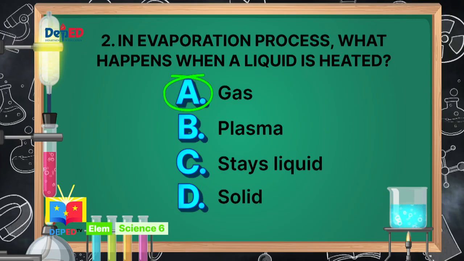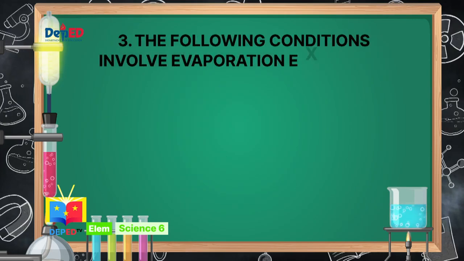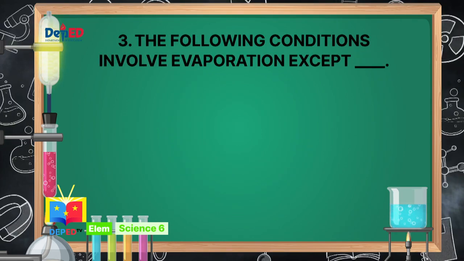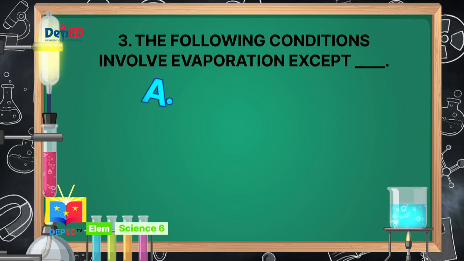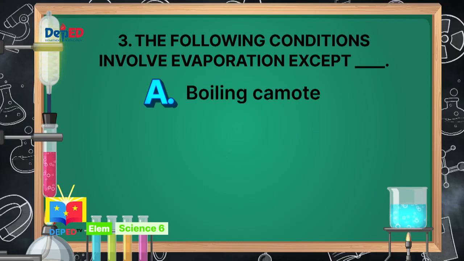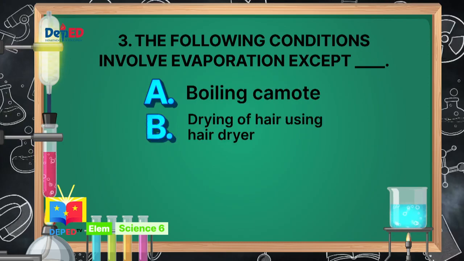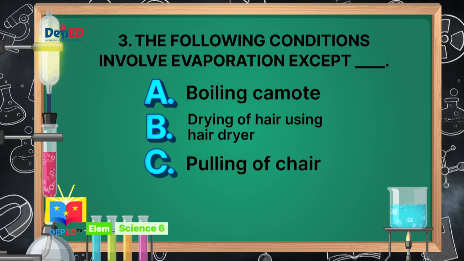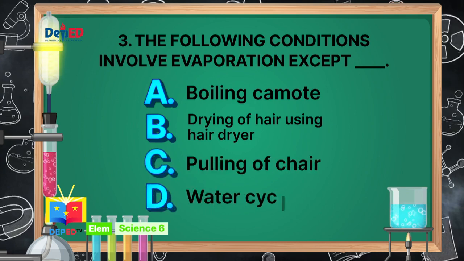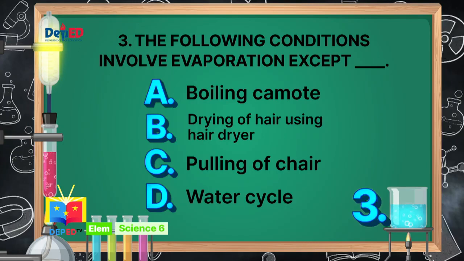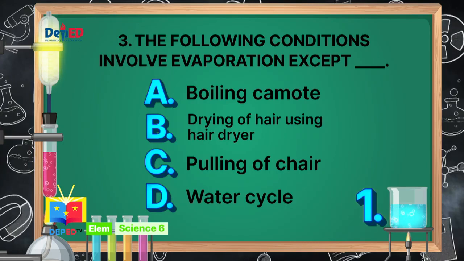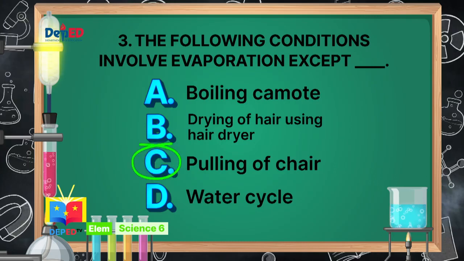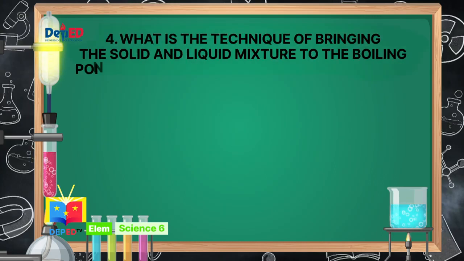Gas. Number 3. The following conditions involve evaporation except blank. A. Boiling kamote. B. Drying of hair using hair dryer. C. Pulling of chair. Or D. Water cycle. The correct answer is C. Pulling of chair.